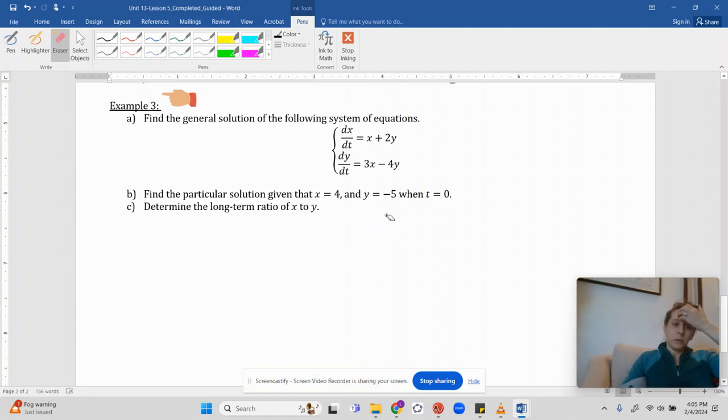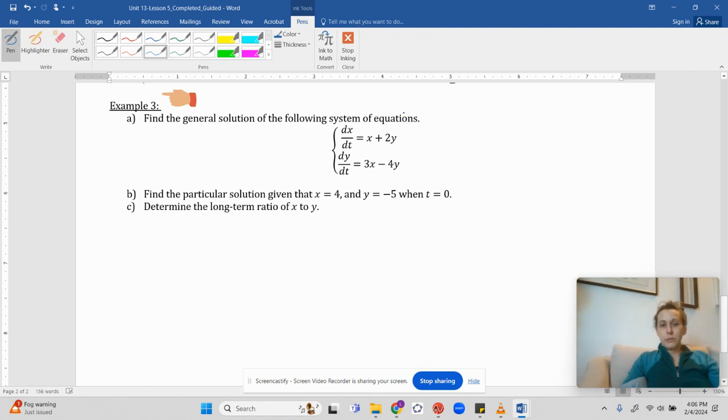Okay, for this next problem, we can see the instructions: A, find the general solution for this system of equations, and then B, find the particular solution. So that means we can find what A and B are. And then we'll find the long-term ratio of X to Y.